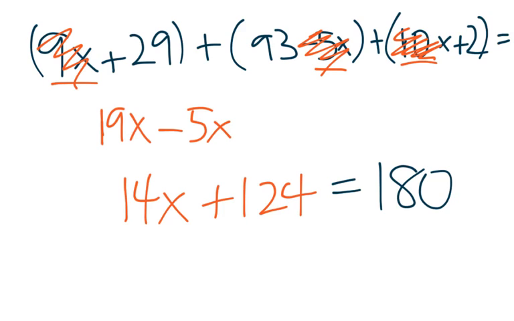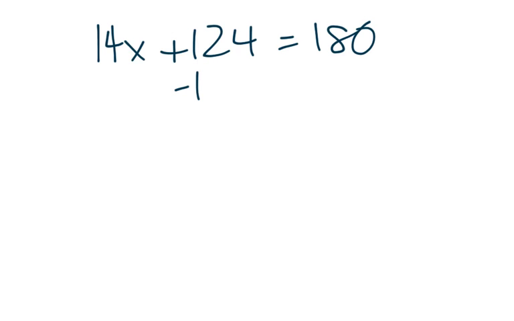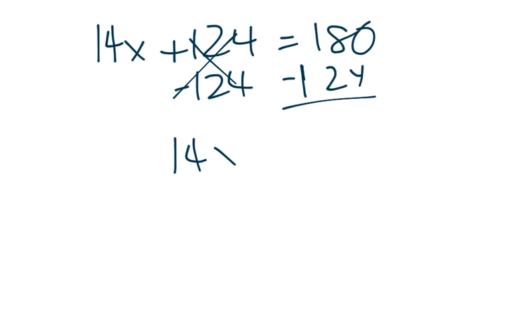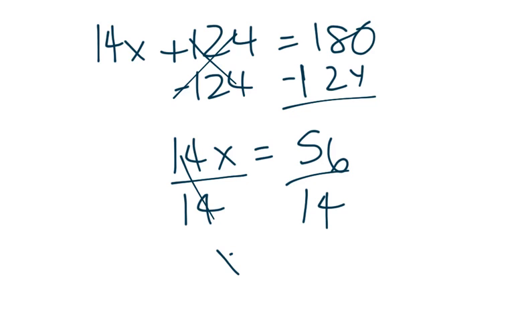And now I just have a two-step equation, and I'm just going to solve it. So 14x plus 124 equals 180. So I'm going to subtract 124, and 180 minus 124 is 56, and 56 divided by 14 I think is 4. Let me check. Okay, so yes, it is 4. So I found out what x is, but I'm still not done yet.